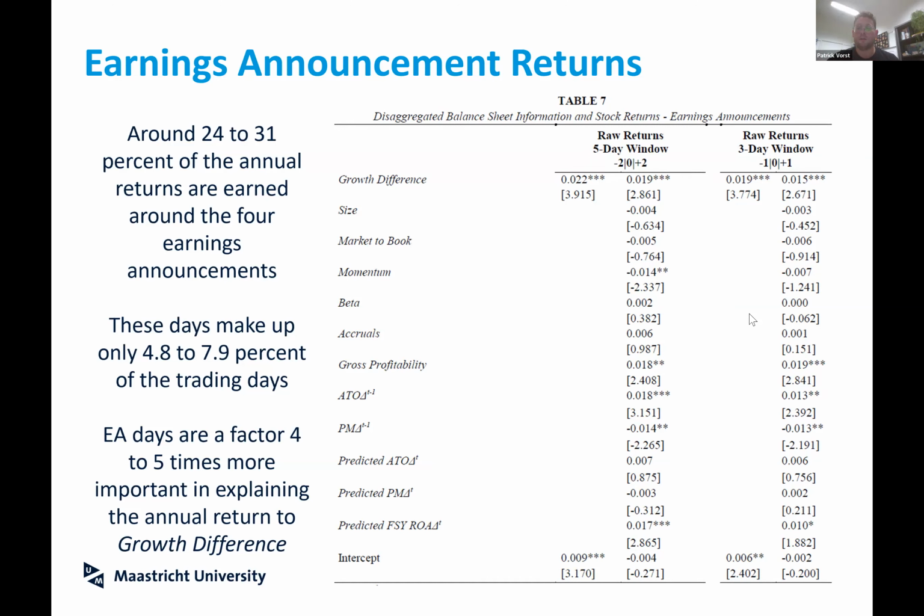Taking that those days, either 12 or 20 earnings announcement days, only make up 5 to 8% of the trading days, you see that earnings announcement days are a factor 4 to 5 times more important in explaining the returns to growth difference. So that's one way in which we try to see whether there is an indication that investors are not using this, which you would likely see at the earnings announcement, because it's at these dates that investors should see that growth is indeed higher than what was expected.